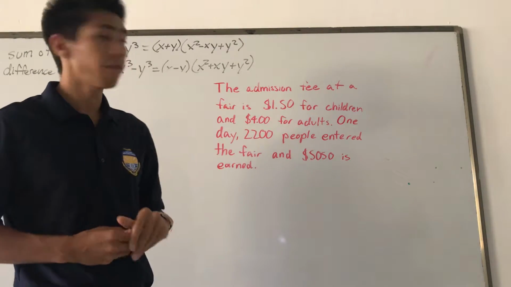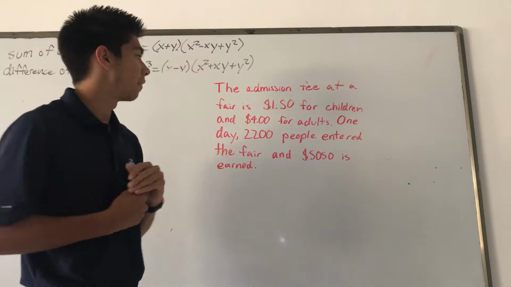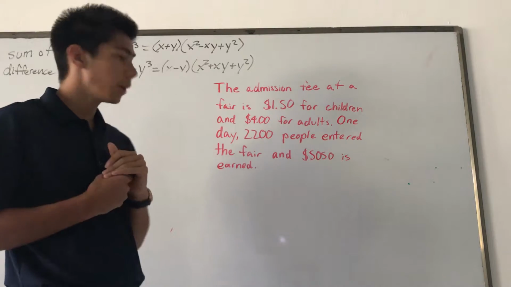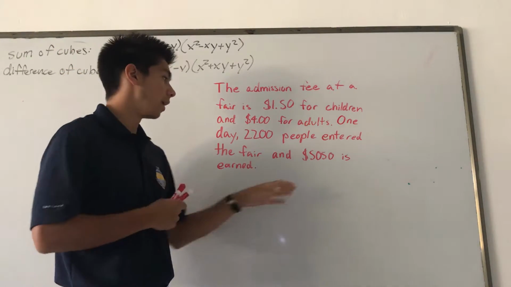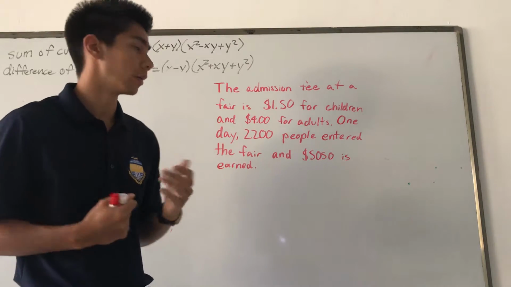The admission fee at a fair is $1.50 for children and $4 for adults. One day, 2,200 people entered the fair and $5,050 have been earned from people entering.